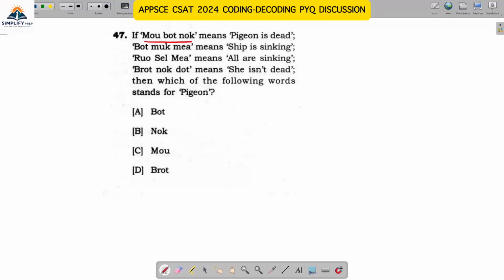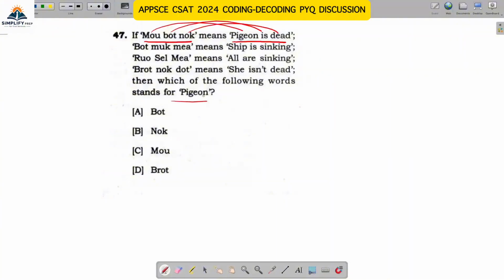Here some code is given for a complete sentence. Earlier we have seen words. एक ही word था जिसमें letters थे, but यहाँ पे complete sentence है. Fine. In these kind of questions, it doesn't mean that Mao is pigeon, bot is dead and knock is dead. Fine. Otherwise, फिर तो question कुछ रहेगा ही नहीं.